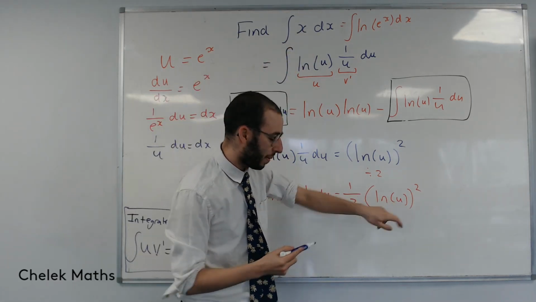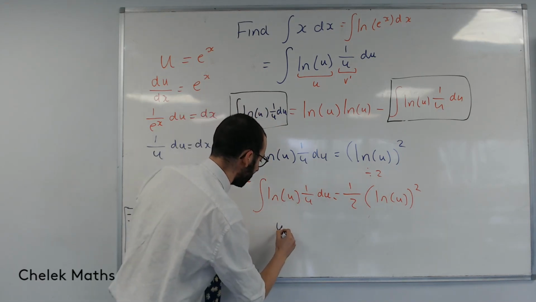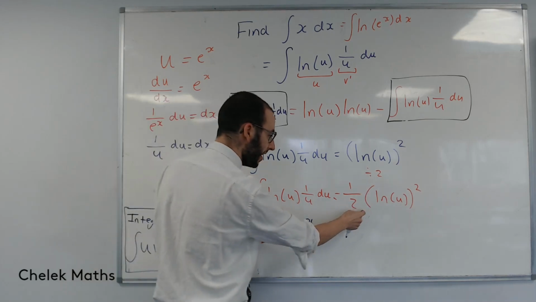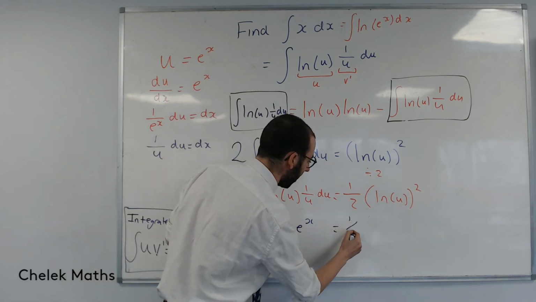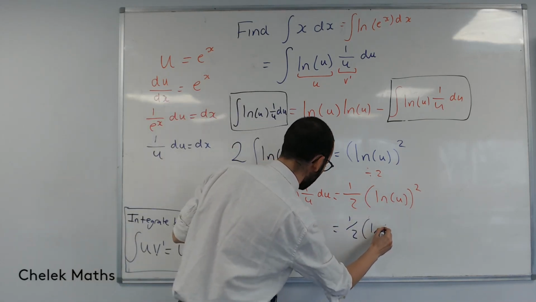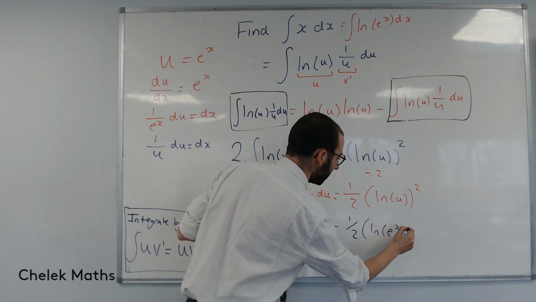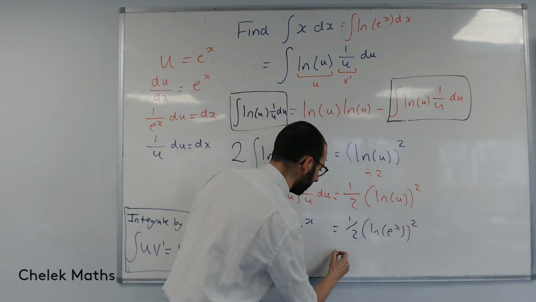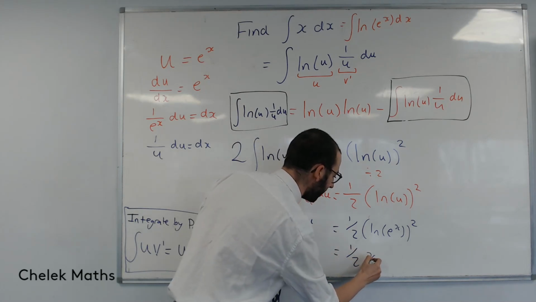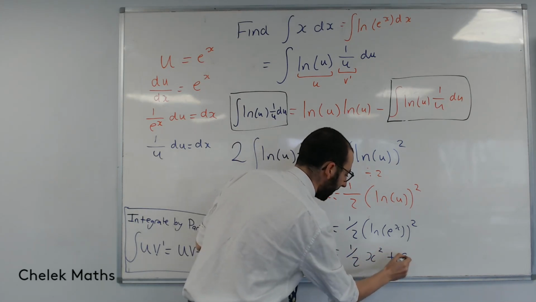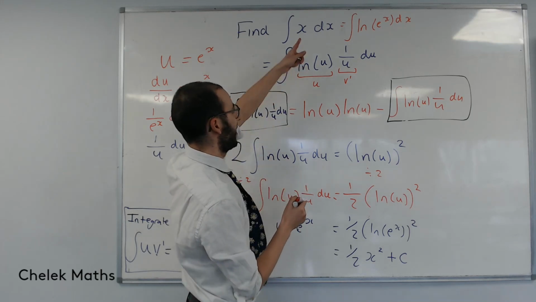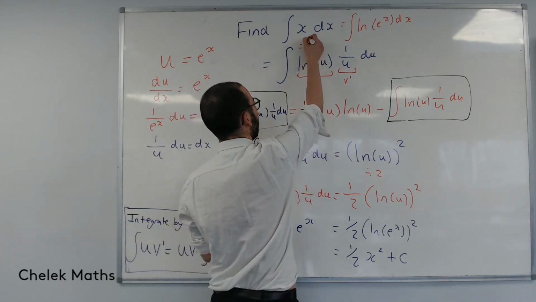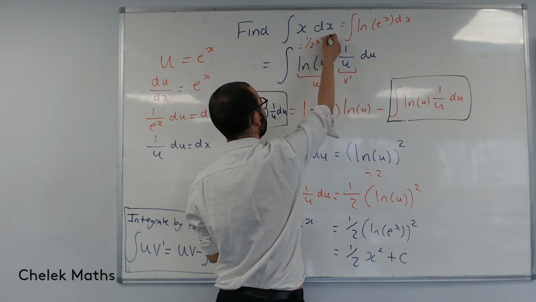So I can replace this. We know that u equals e to the x. That's what we said up here. So this is actually a half of ln of e to the x squared, but ln of e to the x is just x. So this gives me a half x squared plus c. So the integral of x dx is obviously a half x squared plus c.